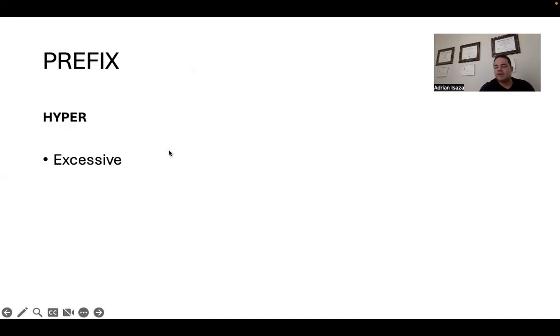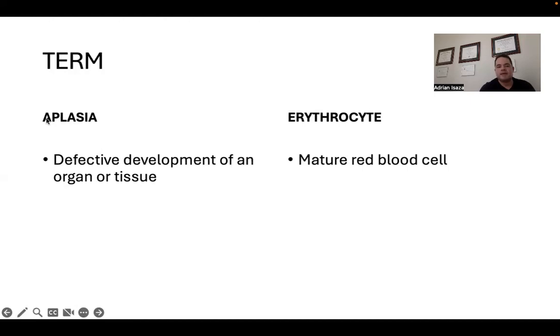I mentioned hypo being deficient a few slides ago. Hypothyroid means deficient thyroid hormone. Therefore, hyper means excessive. We have aplasia. A alone means no, not, without. Plasia means formation. So if you take the entire term, no formation, we have defective development of an organ or tissue.